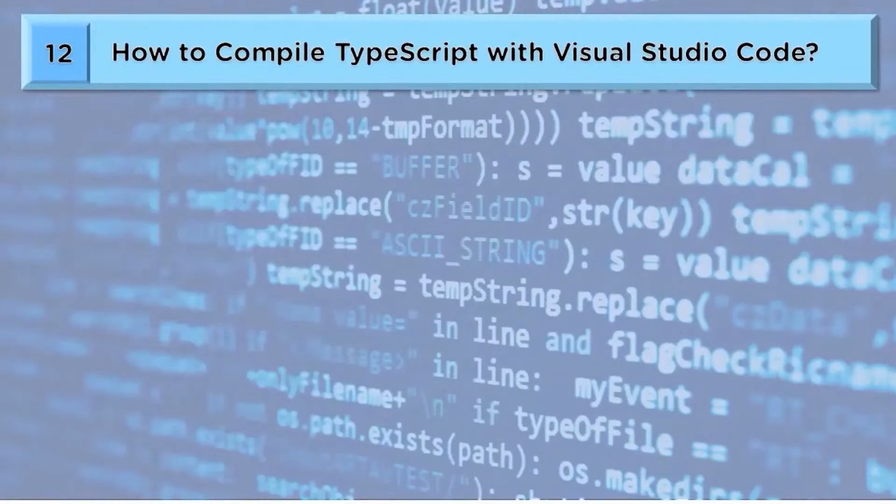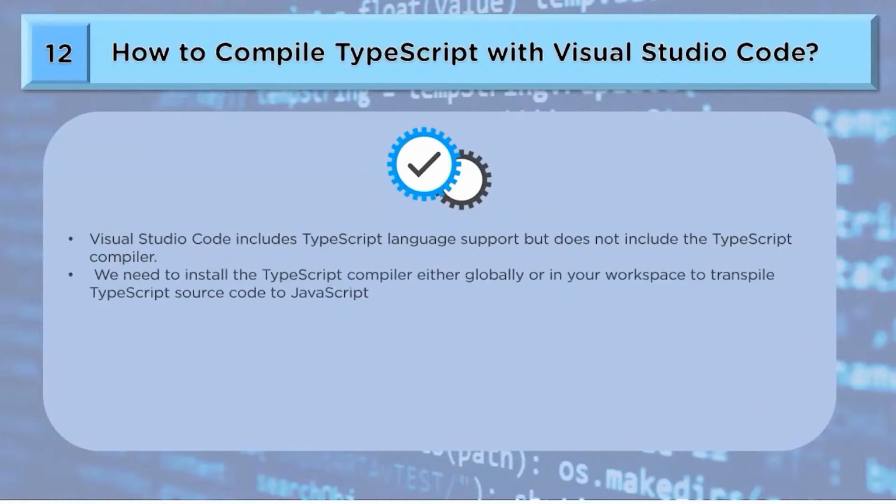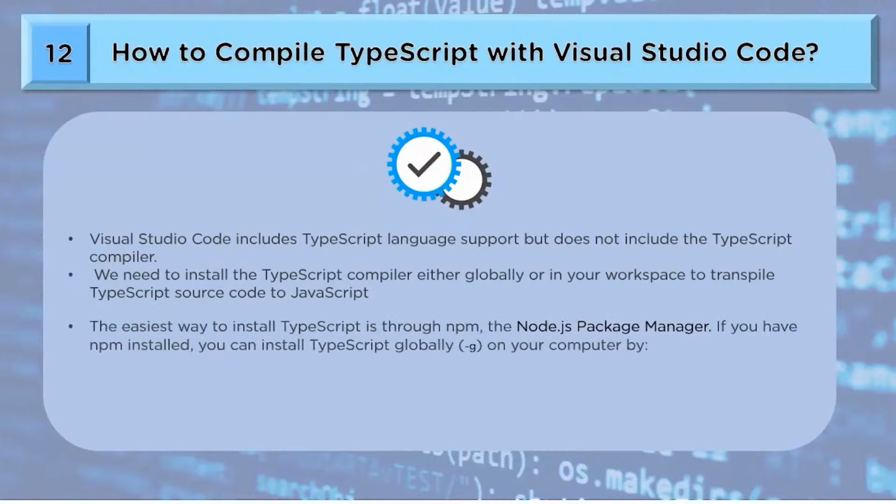How to compile TypeScript with Visual Studio Code? Visual Studio Code includes TypeScript language support but does not include the TypeScript compiler. We need to install the TypeScript compiler either globally or in our workspace to transpile TypeScript source code to JavaScript. The easiest way to install TypeScript is through the Node package manager.